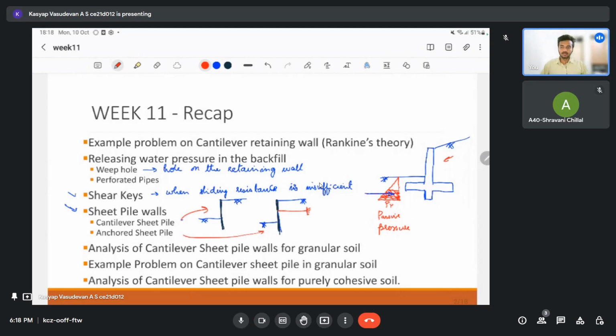Sometimes even multiple anchors are given at different depths. So these are the two different sheet pile walls.